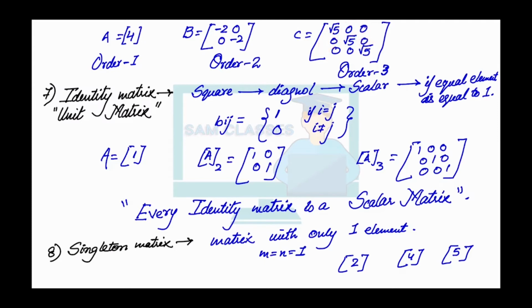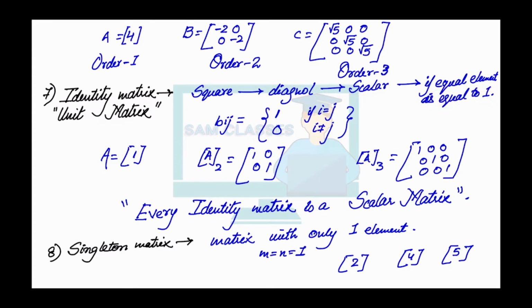Now you'll say, sir, what if the diagonal elements which were equal earlier in the scalar form, I make them 1? So it becomes an identity matrix, students. Nothing more than that. If you have a square matrix, the first condition is square, then diagonal means only the diagonal elements are there and the non-diagonal elements we have made 0. And then scalar means all of them are equal to one value. And if that value is equal to 1, see, very simple.